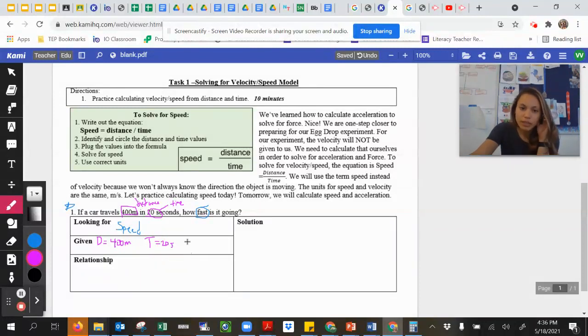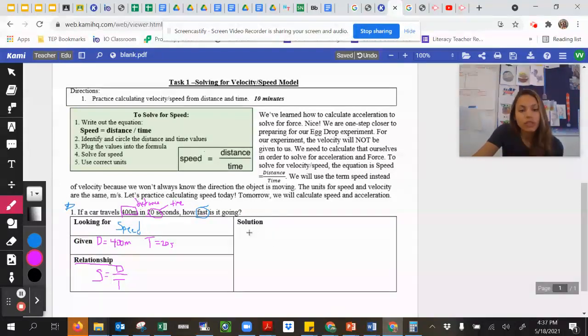Beautiful. Okay, awesome. So, what is the relationship? We're looking for speed. So, what relationship can we find here? Distance over time. I like to put D over T because it's helpful. So, we'll just do distance over time like this. That is our relationship. That is our equation. So, now let's solve.